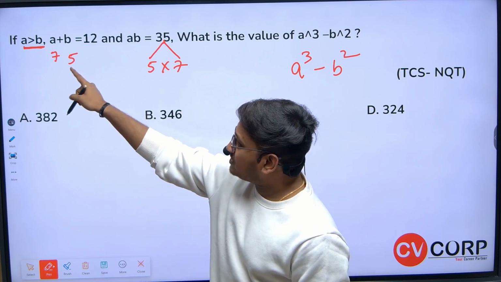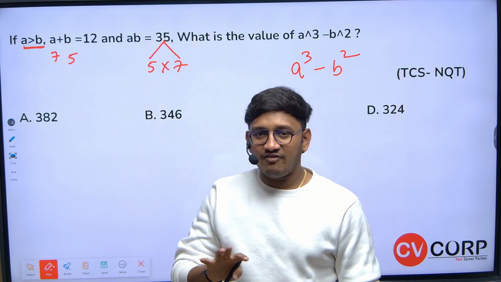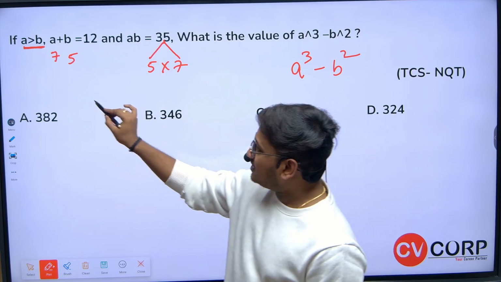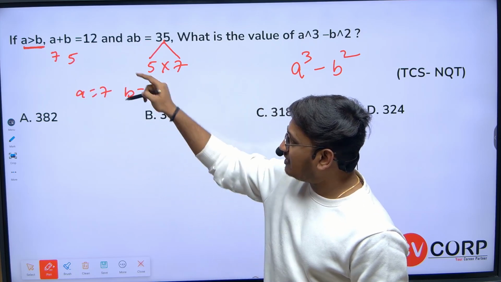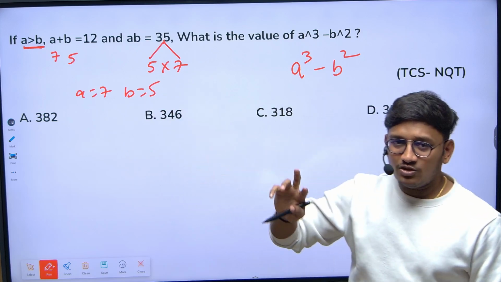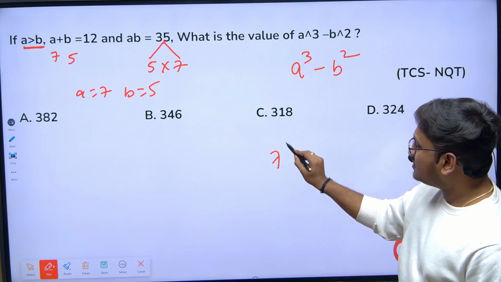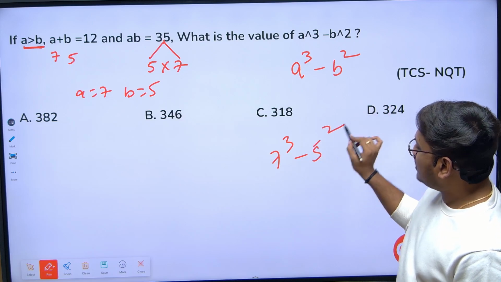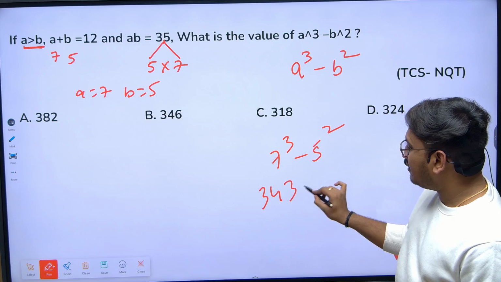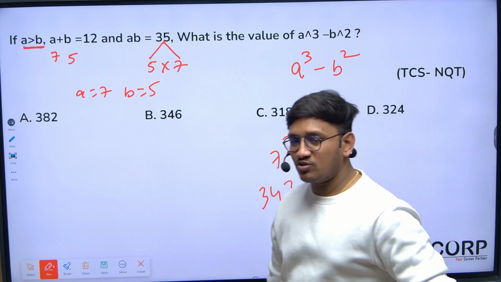Now 7 plus 5 is 12, 7 into 5 is 35. So exactly the values are getting matched. Now I can say that A value is 7, B value is 5. So I can easily find the value of 7 cube minus 5 square. 7 cube value is 343 minus 25. What is 343 minus 25? So that is your final answer.